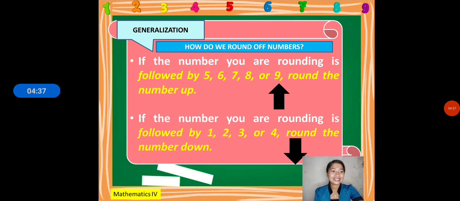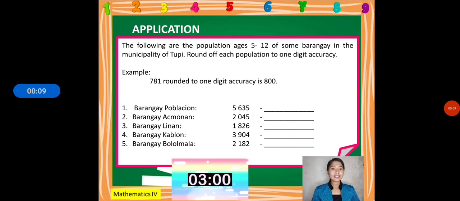Okay, very good. For application, you are given 3 minutes to answer. The following are the population ages 5 to 12 of some barangays in the municipality of Tupi. Round off each population to 1-digit accuracy. For example, 781 rounded to 1-digit accuracy is 800. Your timer starts now.